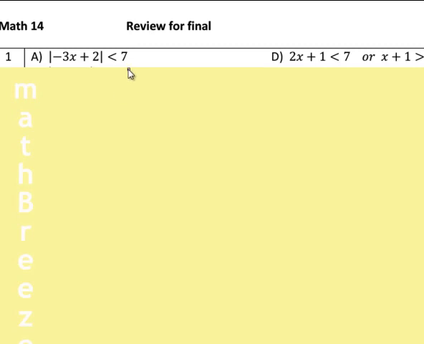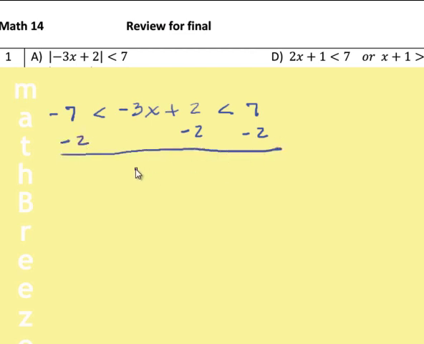In 1a, we're removing absolute values, and we have a less than symbol, so the absolute values are removed in the following way. Minus 3x plus 2 is between 7 and minus 7. And we solve this isolating the x. Let's subtract 2 from all 3 sides, and we have minus 3x. And here we have 5, and here we have minus 9, and then just divide by minus 3.